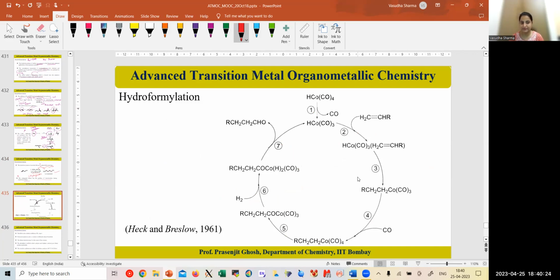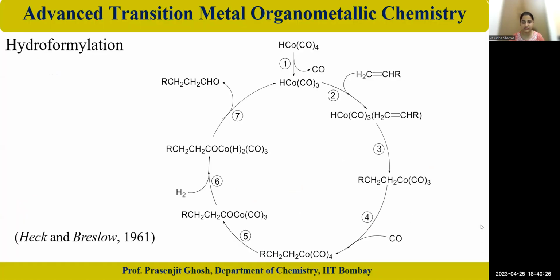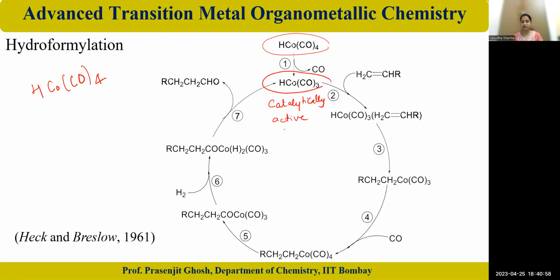So this is the mechanism for the hydroformylation reaction. What are we starting with here? The first step is that we started with this complex. This is actually formed from the cobalt oxide and other things, but it makes a complex, which is HCo(CO)4. So the first step is to have this catalytically active species with the loss of one carbonyl group.